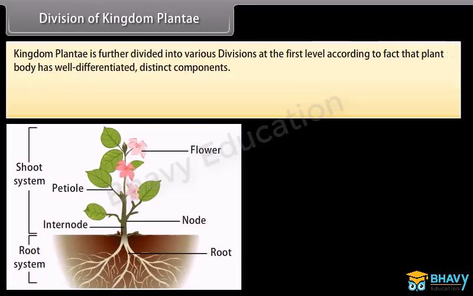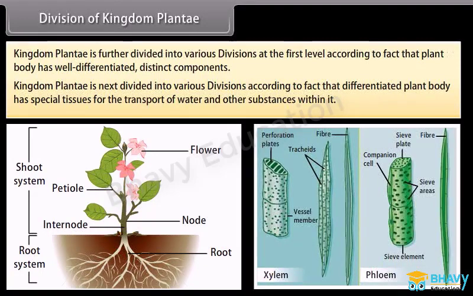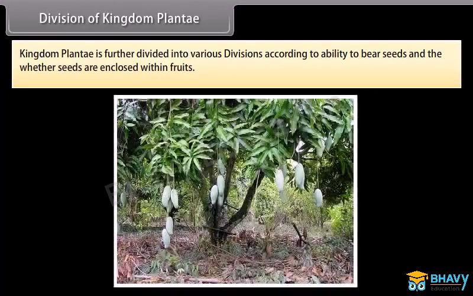Division of Kingdom Plantae. Kingdom Plantae is further divided into various divisions at the first level, according to whether the plant body has well-differentiated, distinct components. Kingdom Plantae is next divided according to whether the differentiated plant body has special tissues for the transport of water and other substances within it. It is further divided according to the ability to bear seeds and whether the seeds are enclosed within fruits.